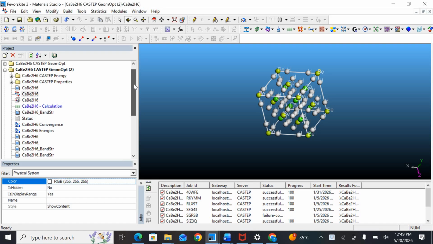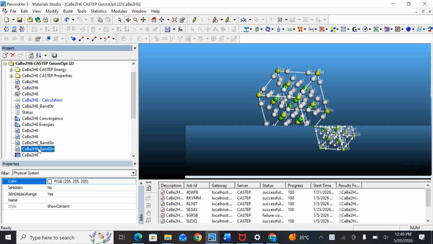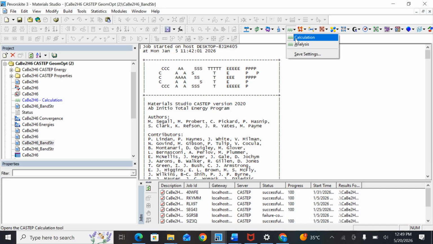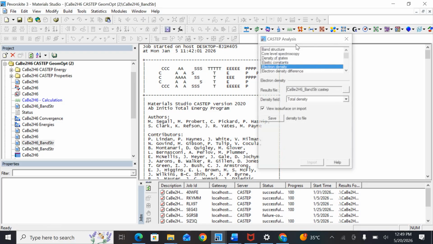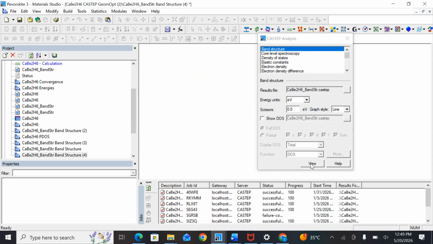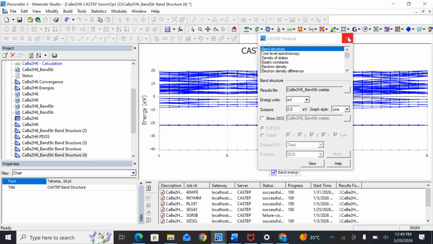So moving ahead towards the analysis of band structure, since we already performed the calculation, we will open the output file of band structure, and after clicking on the CASTEP button, we have two options. The first one is calculation and the second one is analysis. Since we are doing analysis, we will go with the analysis option, and here we have band structure, density of state, elastic constant, optical properties, core level spectroscopy, etc. Our aim is to make analysis for band structure, so we must select band structure. After clicking on the view button, we will get our results.